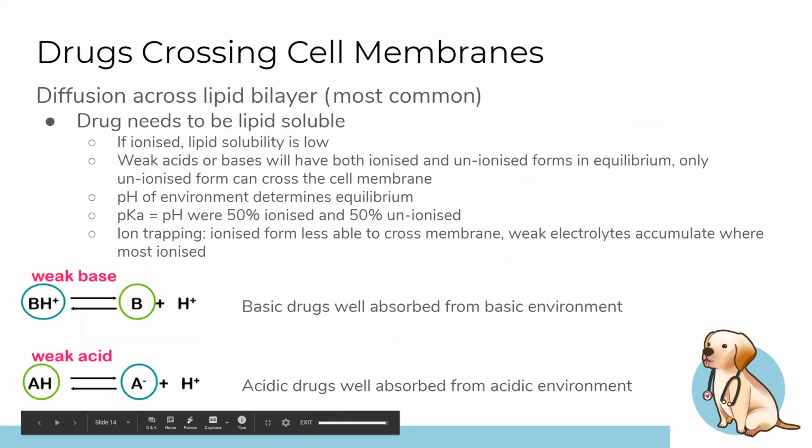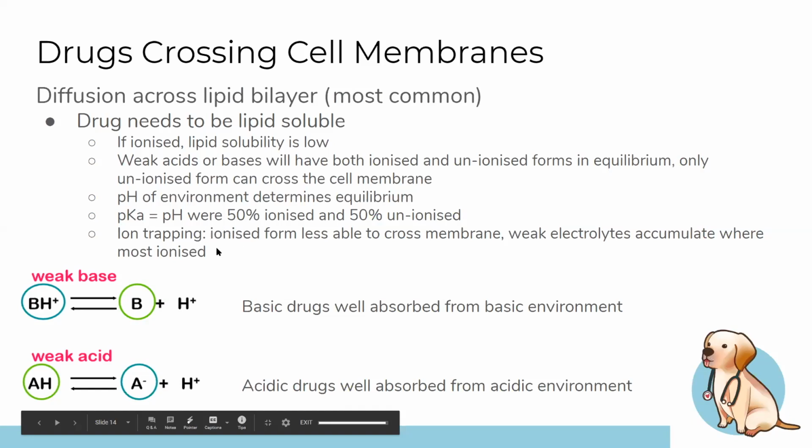Okay, so drugs crossing cell membranes. So generally diffusion occurs across lipid bilayer. So the drug has to be lipid soluble. And if the drug is ionized, then lipid solubility is low. So drugs have ionized and unionized forms. And we have a measure called pKa. So that number basically says at what pH that drug is 50% ionized and 50% unionized.